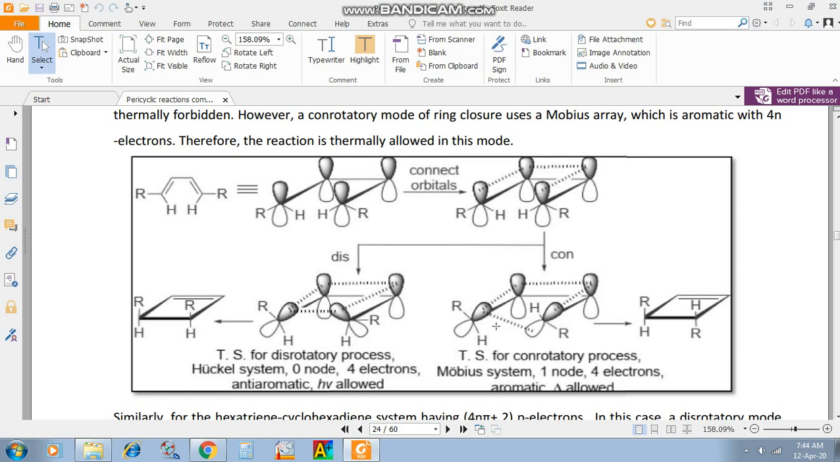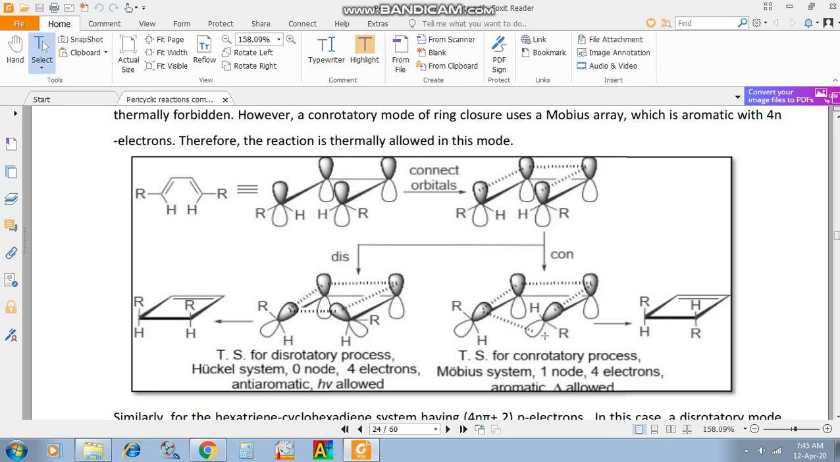We already know that all ground state or thermal reactions, the symmetry allowed reactions, take place through an aromatic transition state. If it is a 4n system, it should take place through the Mobius aromatic transition state. So here you can see the 4n system with one node formation, so it is Mobius aromatic, and it is a thermal reaction. This is the conclusion we have already got from the correlation diagram method and also from the frontier molecular orbital method.